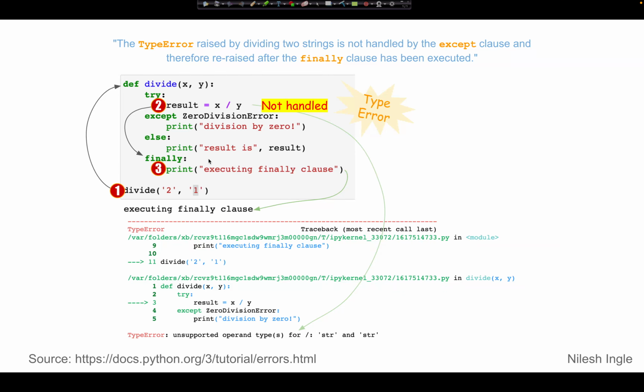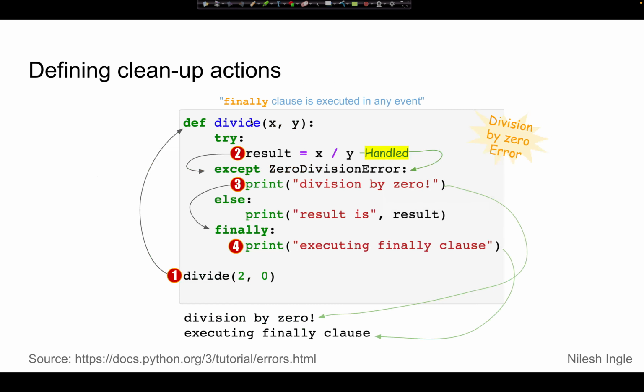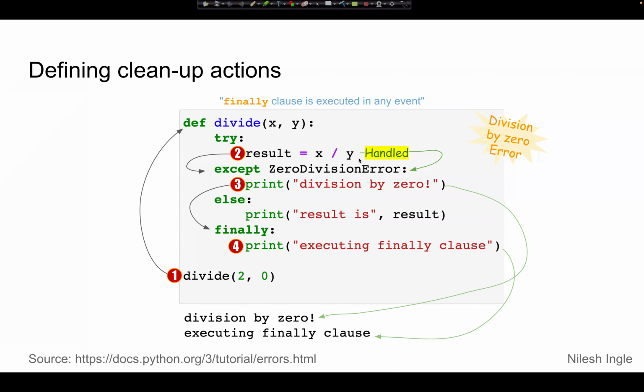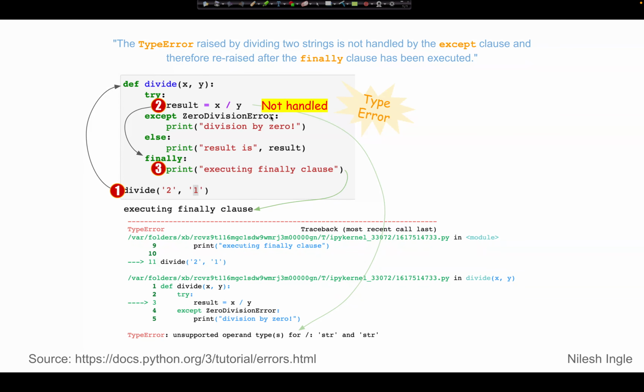So several situations we looked at. In the very first case we saw that there was no error. If there is no error, the else block gets executed and the finally block gets executed. If there is an error but it is handled by an except clause, then the else is skipped but finally is executed. If the error is not handled by the except block, then both the except and else are skipped, but the finally still gets executed. So that's what we have for the finally block.